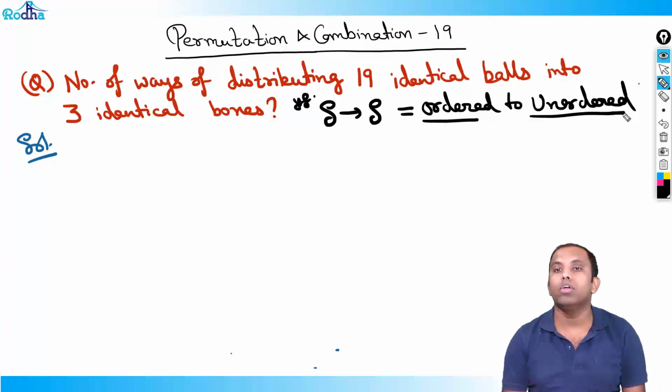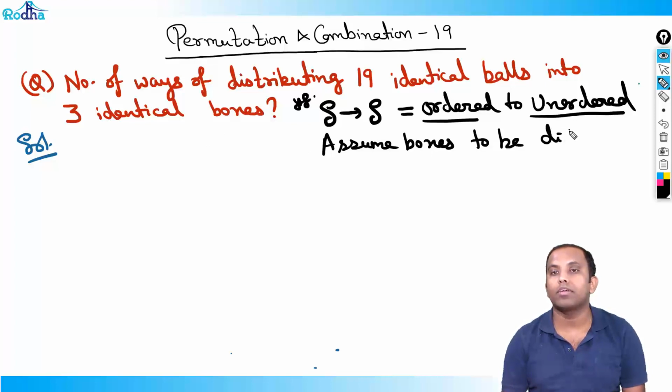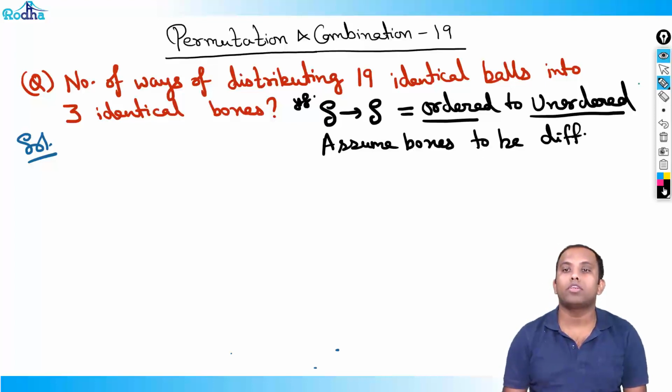For that, what we have to do? We have to assume the boxes to be different. These two things we need to do, right? So now we can solve it.